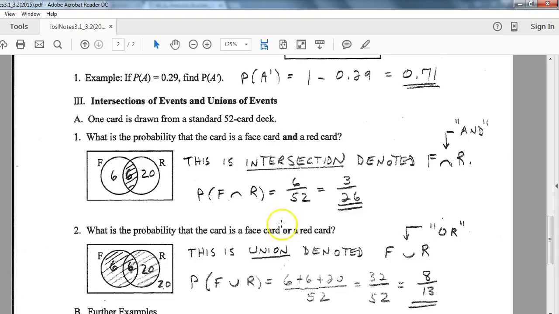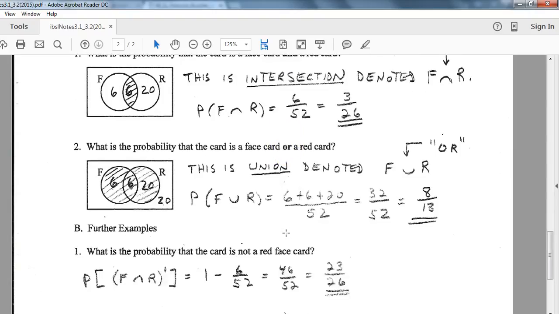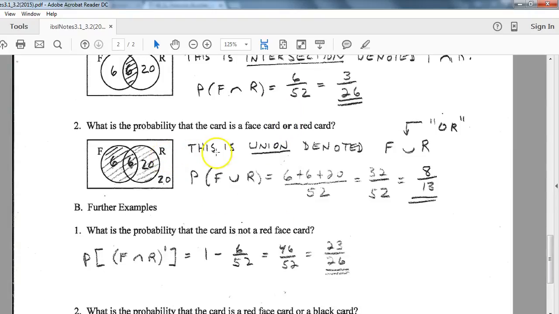Notice the word "and" and the word "or." Big differences between those. This one in particular said, what's the probability of getting a face card or a red card? This is something we could do with a Venn diagram or a formula. So I'm going to show you both, just so you know how to use both.